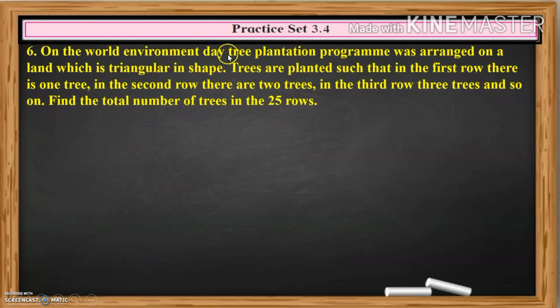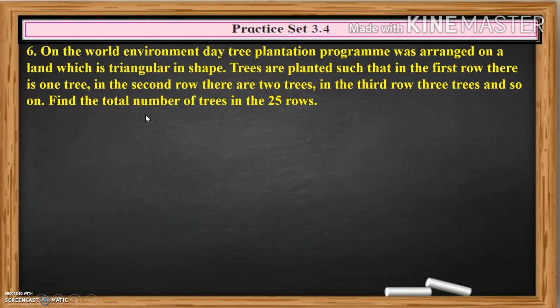On World Environment Day, tree plantation program was arranged on a land which is triangular in shape. Trees are planted such that in the first row there is one tree, in the second row there are two trees, and in the third row 3 trees, and so on. Find the total number of trees in the 25 rows. Means you have to find all the trees in all the 25 rows. That means you have to find out S25. So let us start this task.